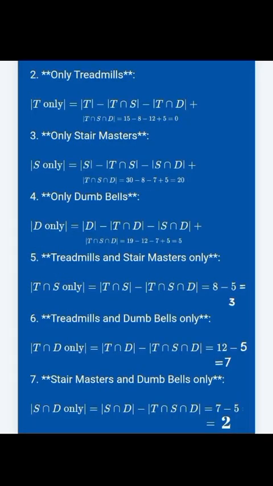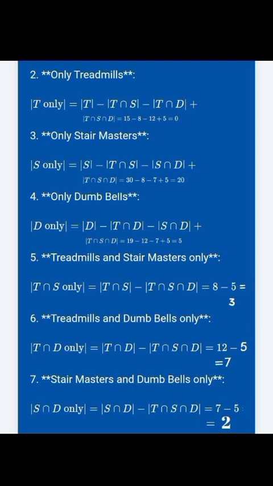But before we fill the information in the Venn diagram, let us first calculate those who need only one equipment. Those who need only treadmills, we use the formula T minus T intersection S minus T intersection D minus T intersection S intersection D, and we get 0 as our answer. So no one needs only treadmills. Then those who need S only, we have 20, and those who need dumbbells only, we have 5.